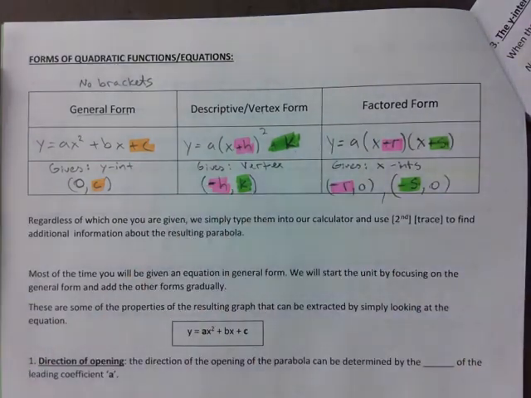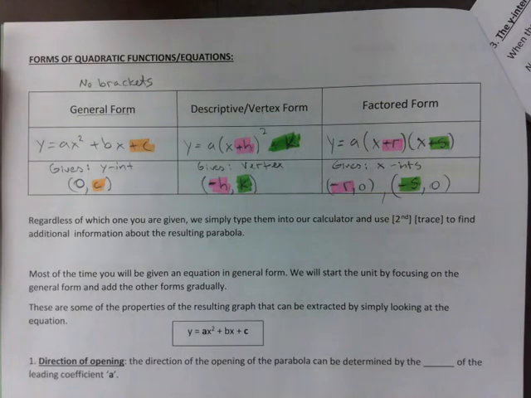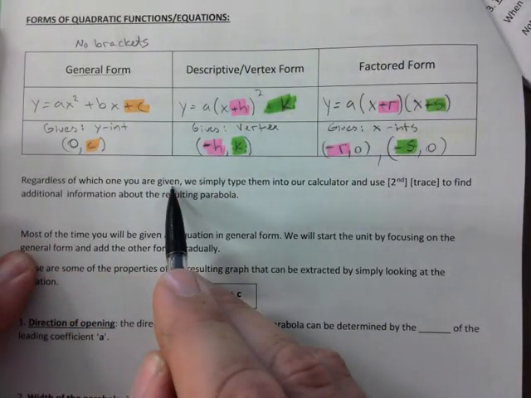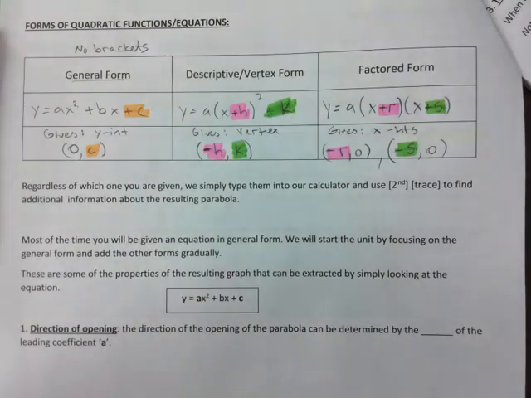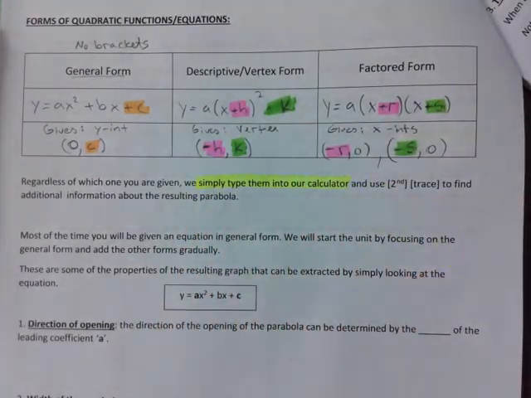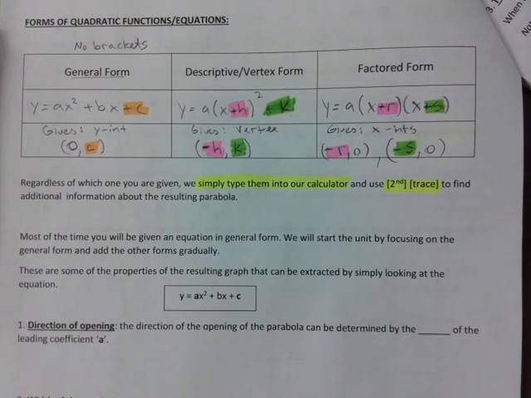Don't be too overwhelmed right now because we're going to dive in a bit deeper into them, but I'm giving you a heads up, okay? This is the beauty of it. Regardless of which one you're given, we simply type them into the calculator. That's something some students freeze when the equation is ugly. Just type it into your calculator. It will do the difficult task of graphing for you. And then we'll use second trace to find additional information about the parabola.